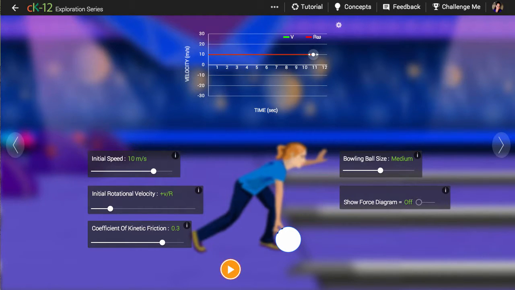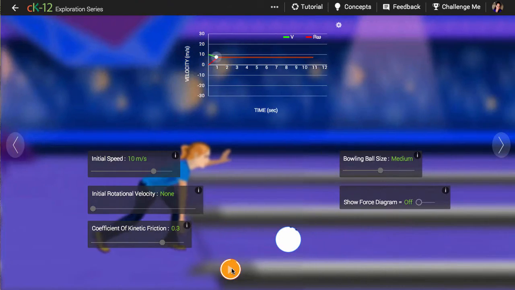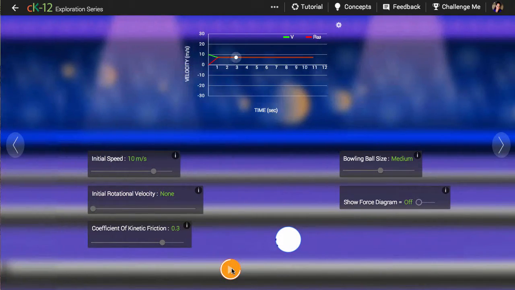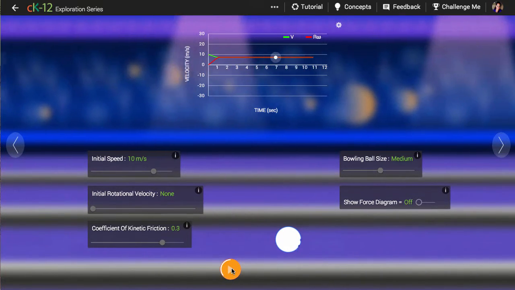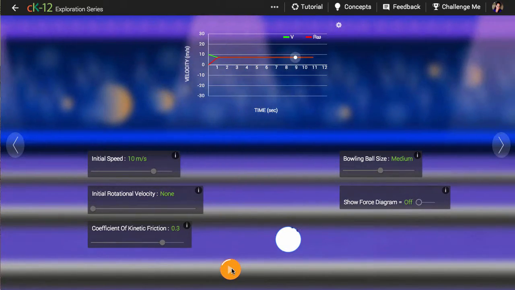Let's have her launch the ball again, but this time with no initial rotational velocity. This means the ball will initially be sliding along the lane, with friction both slowing it down in its left to right motion, but also at the same time causing the ball to begin rotating clockwise.